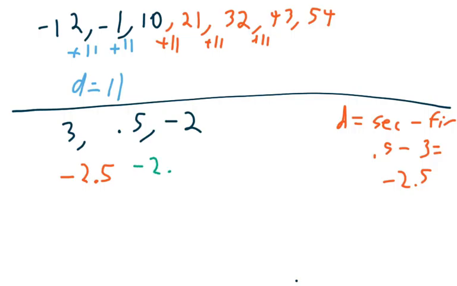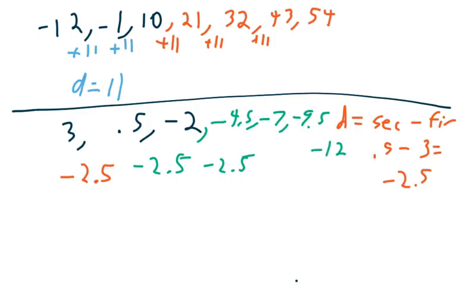Same thing here. If I take 0.5 minus 2.5, I'll be at negative 2. So when I subtract 2.5 again, we're at negative 4.5, then negative 7, then negative 9.5, and finally negative 12. And so that's how we do the next 4 terms of a sequence.